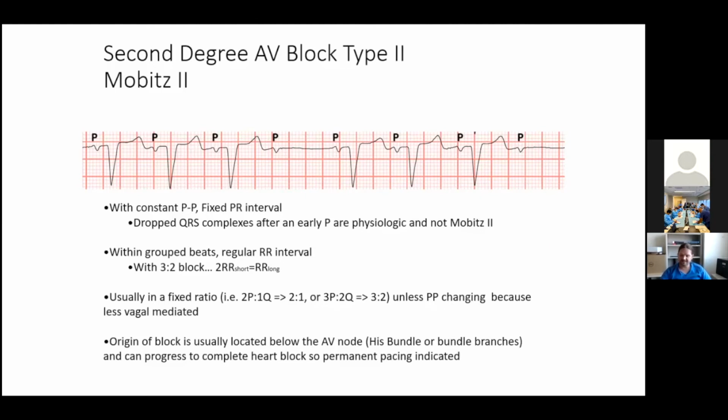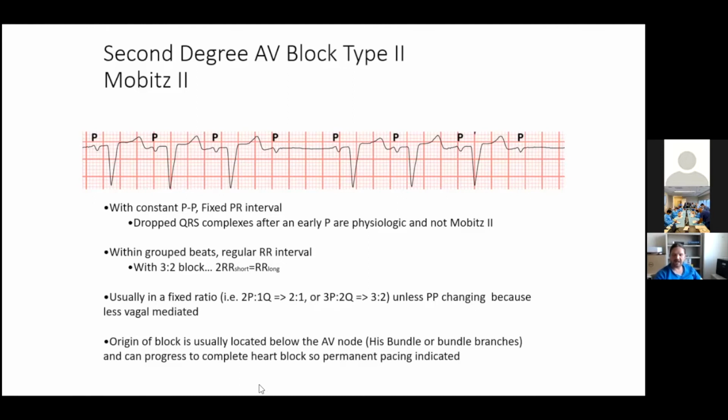Usually, this being Mobitz 1 (Wenckebach), it'll conduct in a fixed ratio of 2 to 1 or 3 to 2, 4 to 3, unless the PP changes, making it harder for the conduction system to conduct. Wenckebach can have a little bit more variability and a couple levels of block, so you can have different patterns of how conduction is happening because it's vagally mediated. This is usually much more fixed, so we're usually going to see the same pattern continuing over and over again.